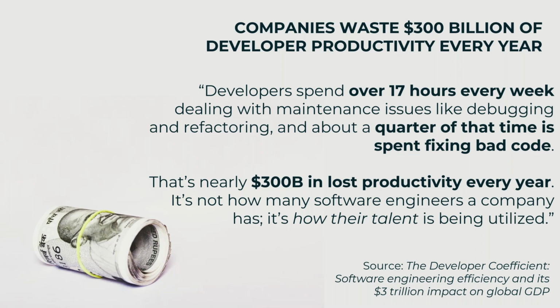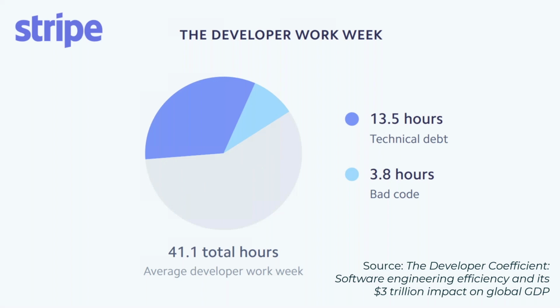Developers spend over 17 hours every week, and we're talking about a 40-hour work week, dealing with maintenance issues such as debugging, refactoring, and about a quarter of that time is spent fixing bad code. According to the study, that's nearly $300 billion lost in productivity every year. So they say it's not how many software engineers a company has, it's how their talent is being utilized. If we look into the results more visually, this is pretty much what it gives. We have about 14 hours a week that we work on technical debt and about 4 hours extra on bad code. So in total, we have about 17 hours, which is quite a lot.